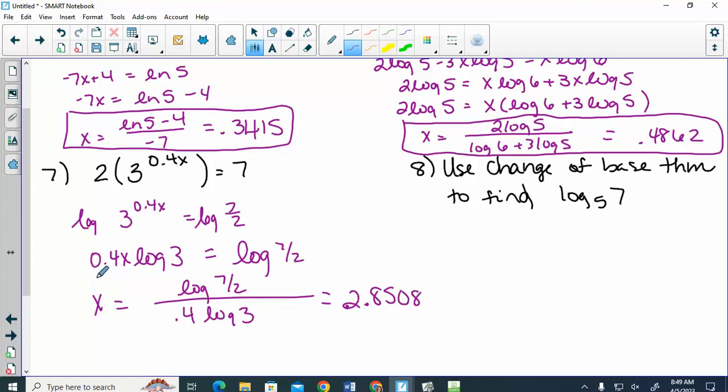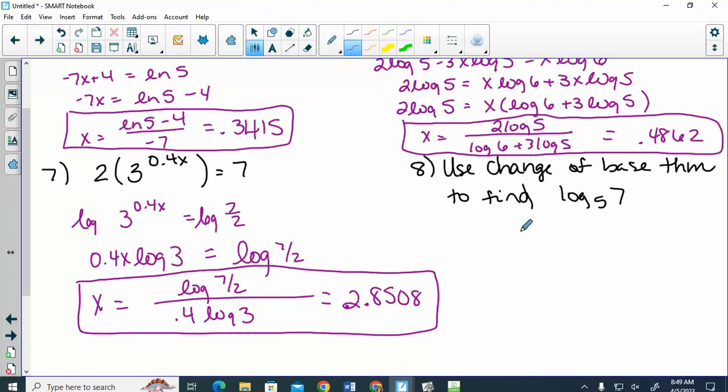Alright. And the last one, change of base. You have to show me the work on this. So what do you do? Log of the argument over the log of the base. So 1/7 divided by 1/5. It's like 1 point something. 1.2099.